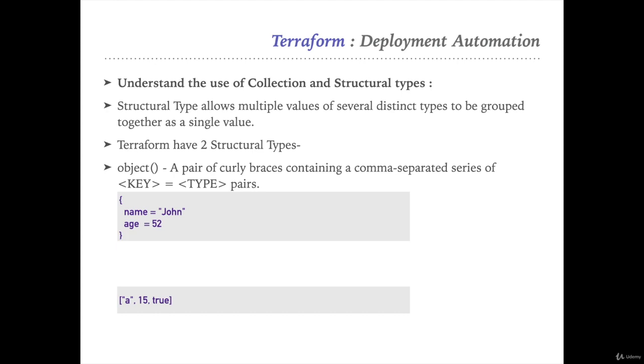In the example, you can see we have name John and age 52. The name John is a string type, but age 52 is an integer type. And second, we have the tuple, a pair of square brackets containing a comma-separated series. So you can see in the object we have curly braces, but inside the tuple we have square brackets. Here the first value is a, the second is 15, then the third is true. A is a character, 15 is an integer, and true is a boolean. So we are grouping three data types into a single tuple. This kind of data structure is called a structural data type in Terraform.